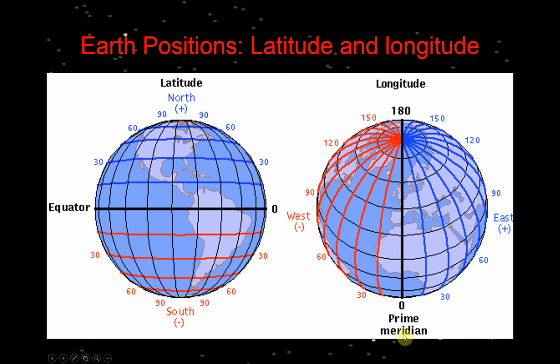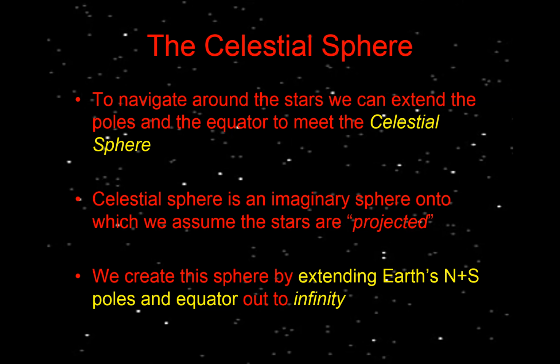So 0 here is measured from Greenwich in England, and as you go east, you go positive, so positive 10, 20, 30, and so on, all the way to 180. If you go west, you're going negative in terms of your direction. So we have latitude measuring essentially north and south, and we have longitude measuring how far east and west you are. And a combination of these two coordinates tells you exactly where you are on the globe. Now that's how we navigate on the Earth.